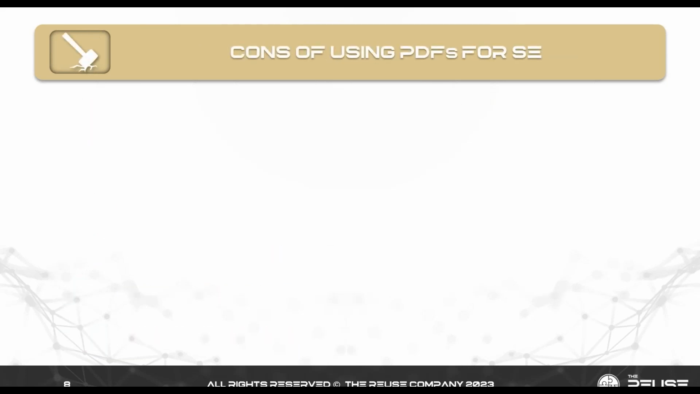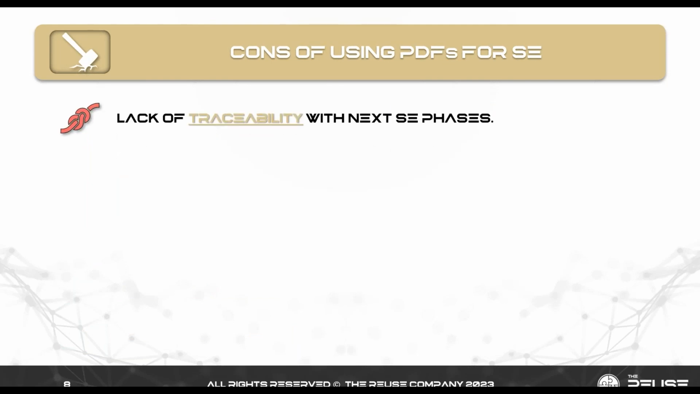Now on to the cons of using these types of files. You will notice that this is hugely dedicated to systems engineering, right? The first one is going to be the lack of traceability, right? It is very difficult for a PDF file to be traced, specifically the different items within it, with the corresponding ones that we want. So for instance, against the system requirements, the stakeholder requirements, the model, and so on and so forth, okay?